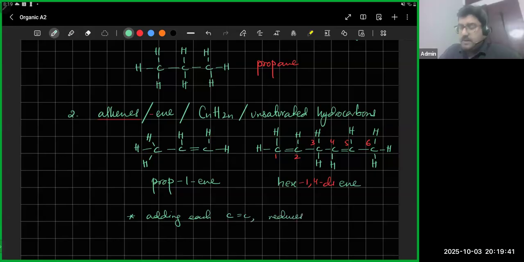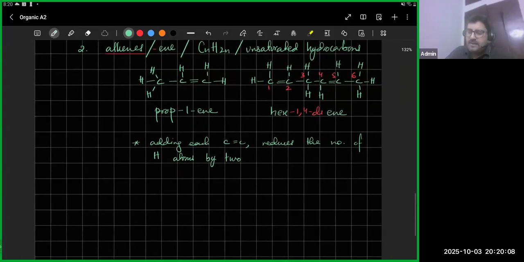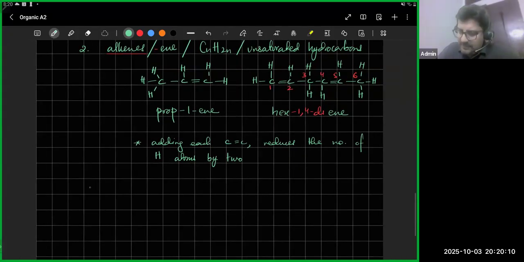Yes, sir. But remember, whenever you add a double bond, every time 2 H's get removed. It reduces the number of H atoms by 2. So if you add 5 double bonds to a molecule, the number of H's will be 10 fewer compared to the formula. As a third one, we're going to do alcohols.